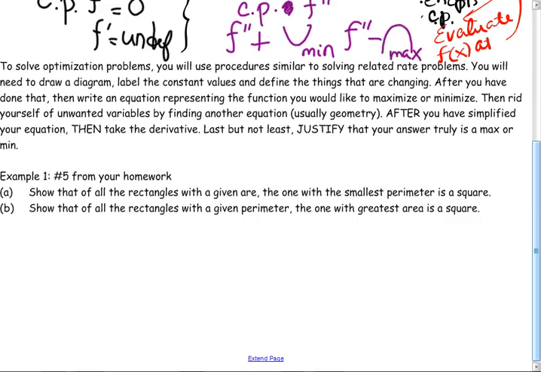Okay, so let's look at a problem. You will be doing things similar to related rates. Some of you had some problems with related rates, but I'm going to give you papers, you're going to work with partners, and we're going to have you grade them. It's going to be chaotic. It's interesting.